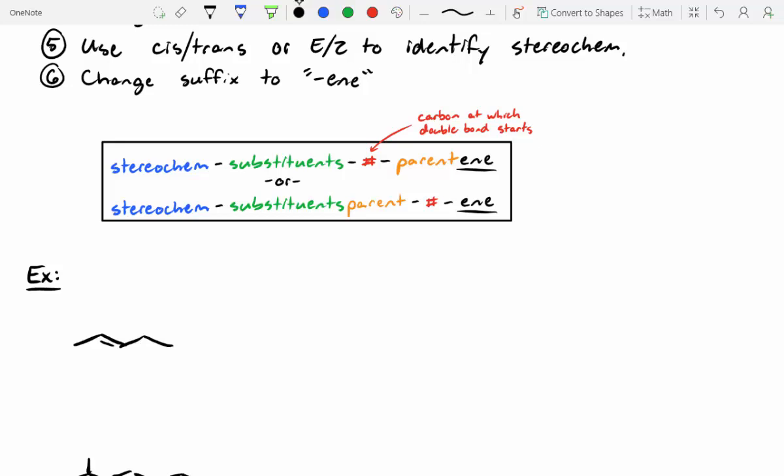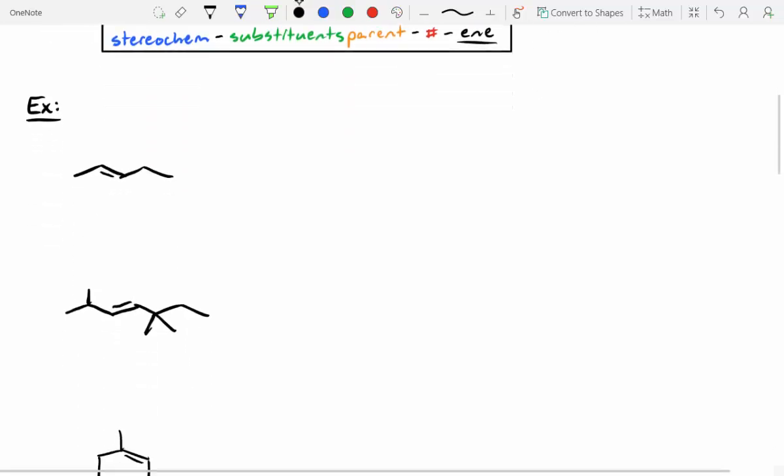So the general system for naming alkenes is you first start with your stereochemistry, either cis or trans or E or Z. Then you put a dash in. After that, you put your substituents, another dash, the number at which your carbon-carbon double bond starts, another dash, your parent, and then the -ene suffix. Alternatively, you can also have your stereochemistry, substituents, the parent, then a dash, and then the number at which your carbon-carbon double bond starts, and then your -ene suffix. Either one is acceptable. So let's do a few practice problems.